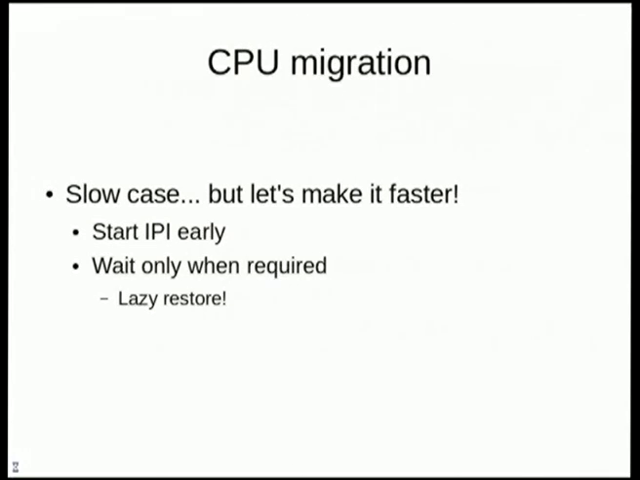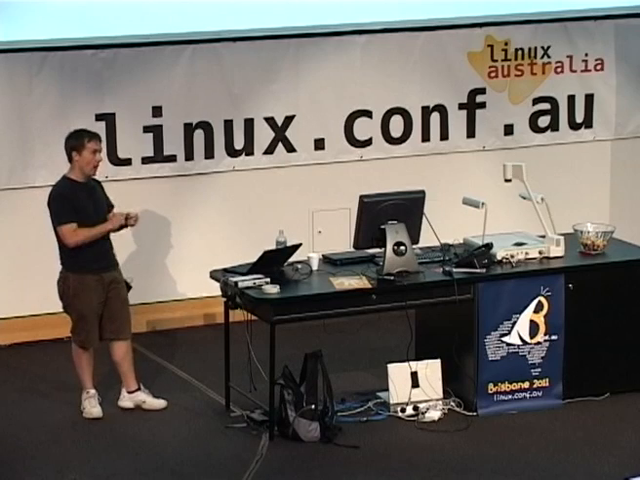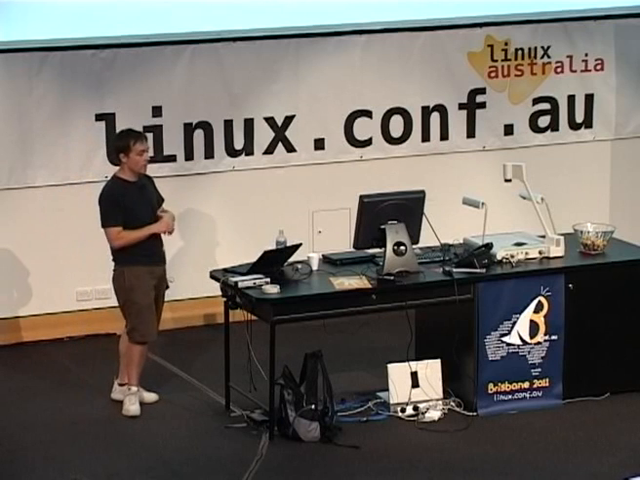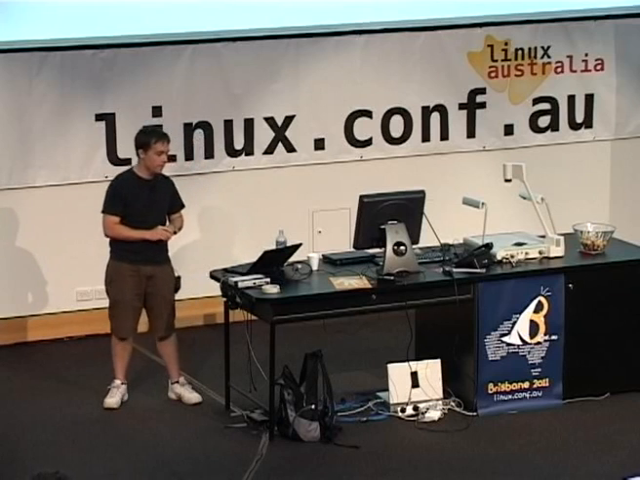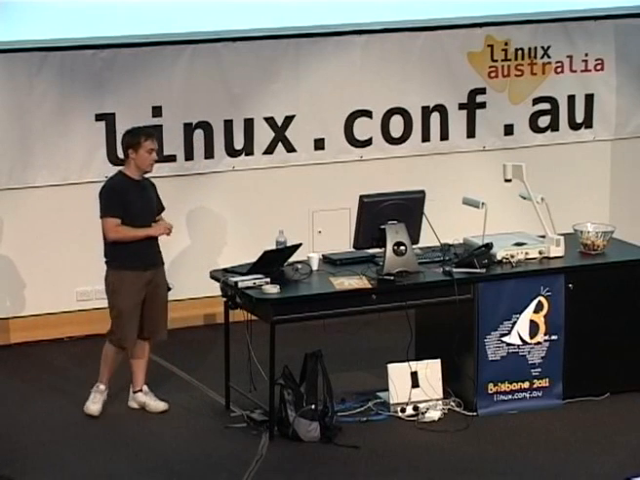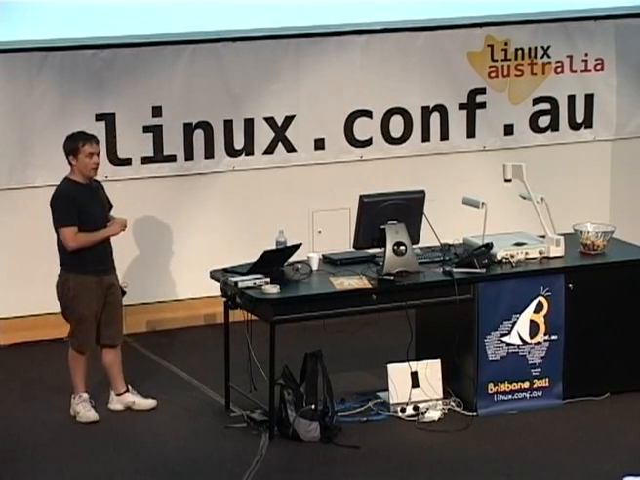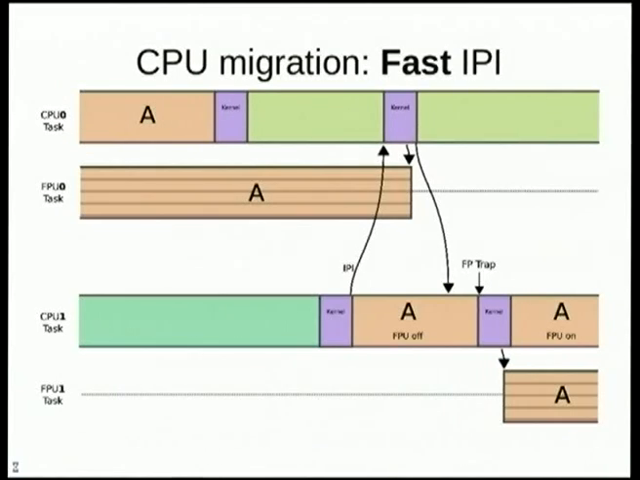So what we decided to do was start the IPI early, but then only wait for the results to come back when we need to. And essentially we're reusing our lazy restore here. So this is the same again. CPU 1 goes and IPIs CPU 0, but instead of waiting in the kernel, it now just starts task A straight away, but it starts it with the floating point unit off because it knows that it doesn't have the state there yet.